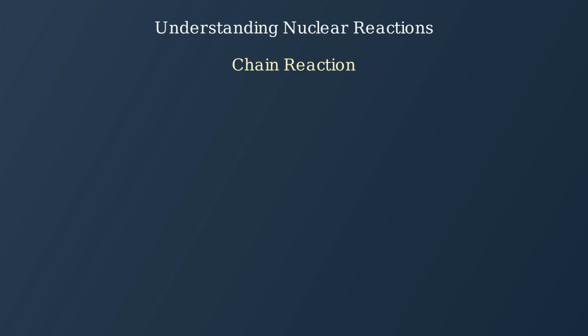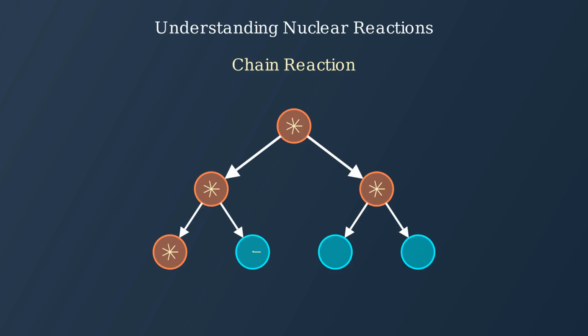These released neutrons can trigger more fission events, creating a chain reaction. The chain reaction starts with a single fission event. Each new fission releases more neutrons, triggering multiple reactions.